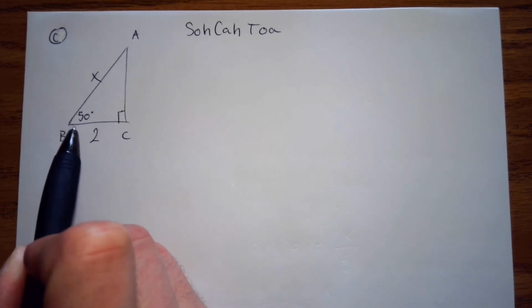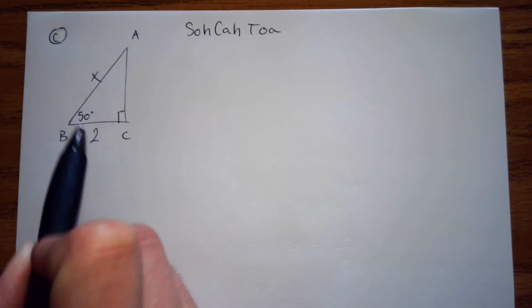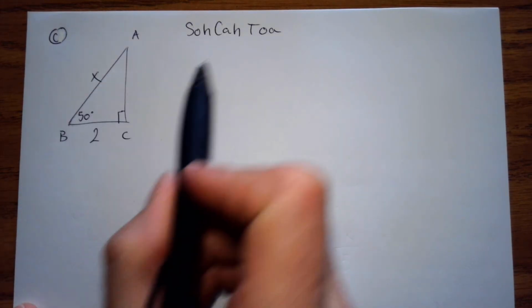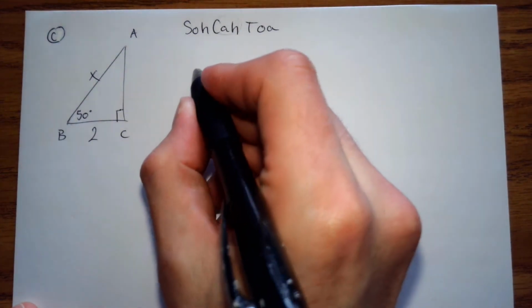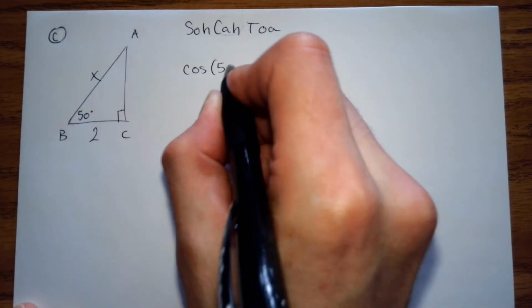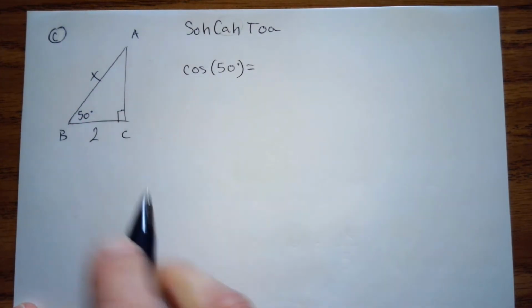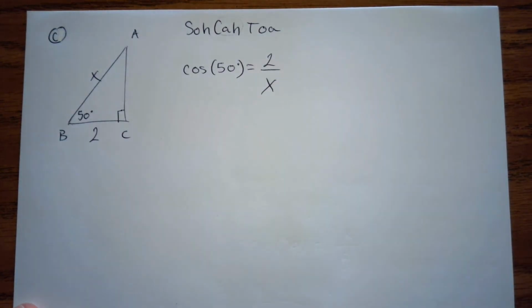And we have the angle of focus, 50 degrees. We have the adjacent and the hypotenuse. Adjacent and hypotenuse is cosine. So I'm going to write cosine of 50 degrees equals the adjacent over the hypotenuse. Most people got that right.